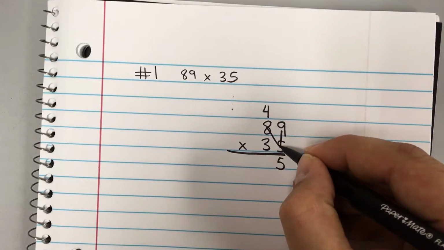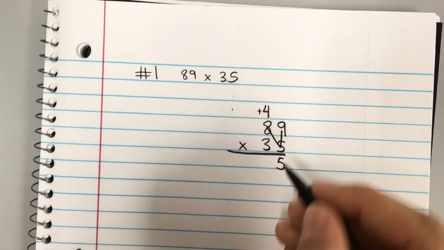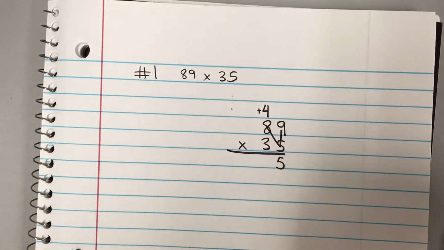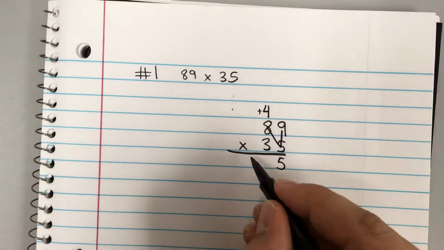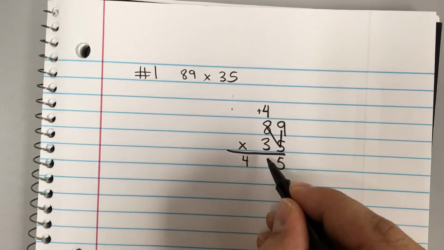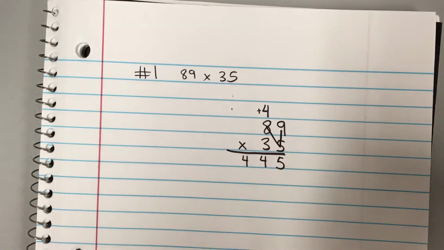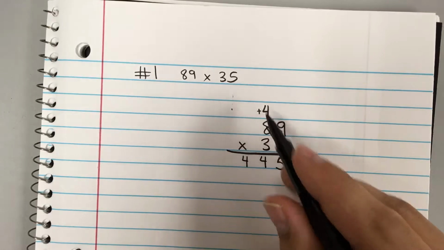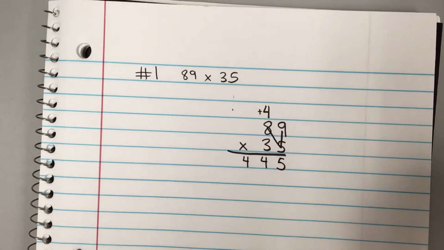8 times 5 is 40. 40 plus 4 is 44. I'm going to write that sum, 40 plus 4, down here. 40 plus 4 is 44.